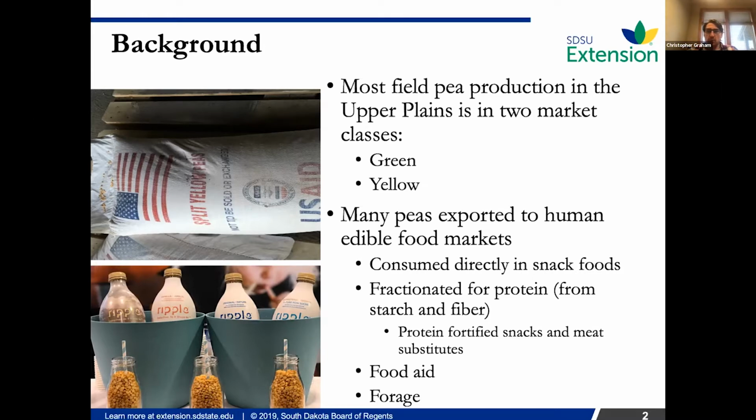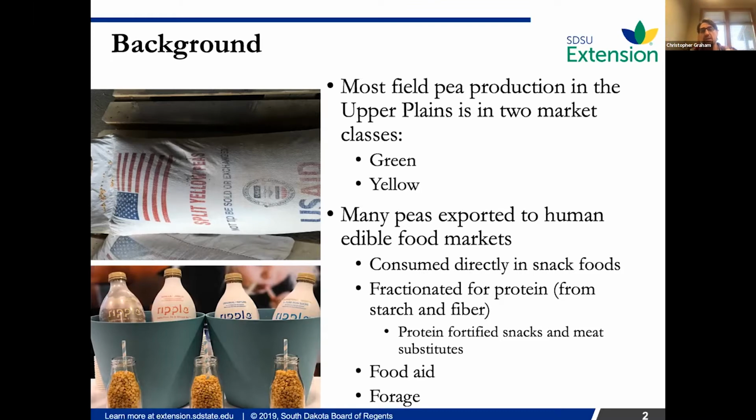And so, what's happening with these peas, sometimes they're directly consumed, just as whole peas, milled into flours, especially in India. But more and more where we see this is this fractionation for protein. So, they basically take the pea and split it apart into the protein, the starch, and the fiber, and each of those has a new end market.